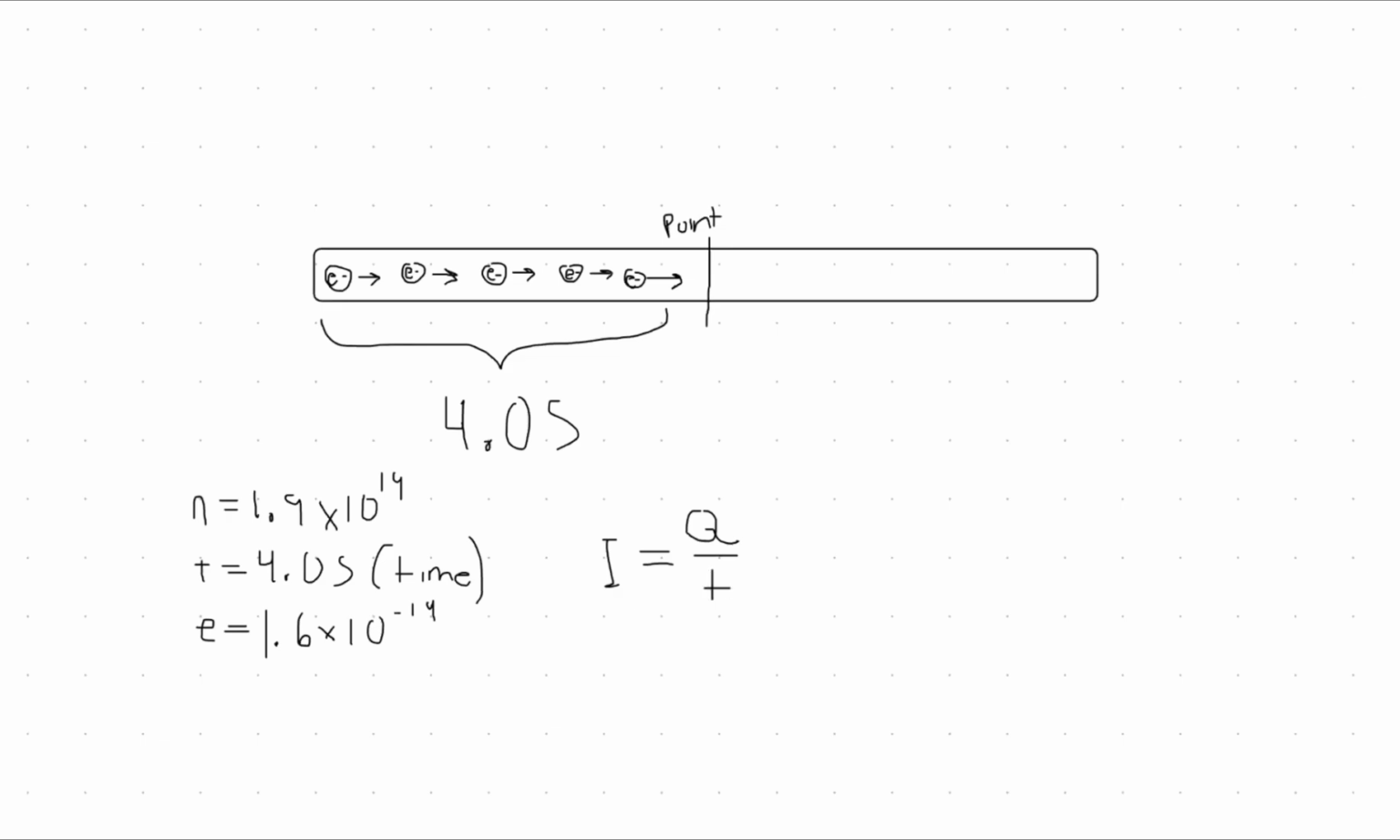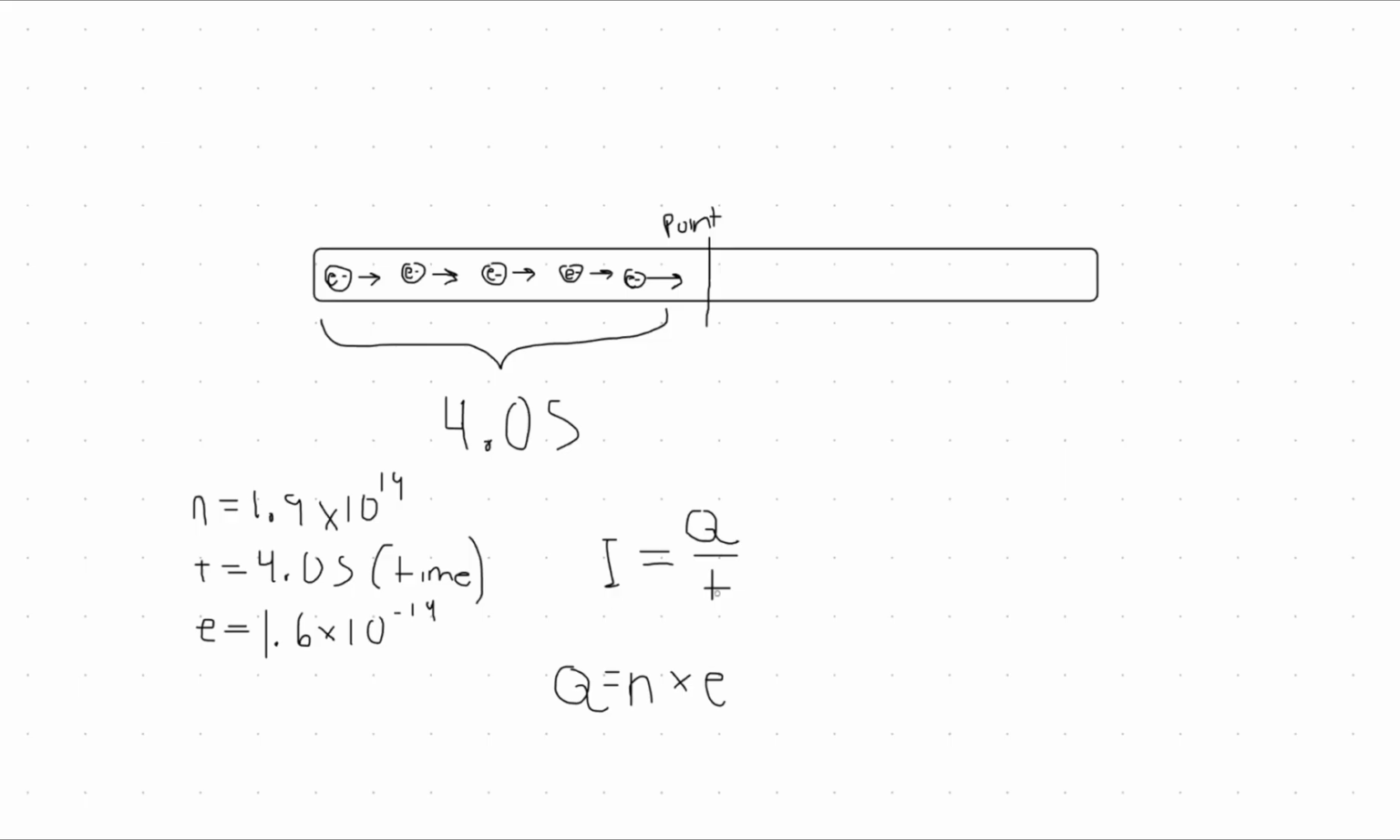But if we look at our variables, we do not have Q yet, which is the total charge. We only have the number of electrons. So to find the total charge, we need to multiply the number of electrons by the charge of just one electron. That would be Q equals n times e, because that's the variables we have.